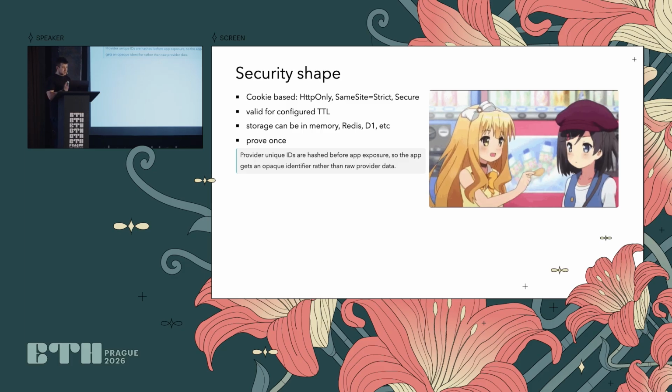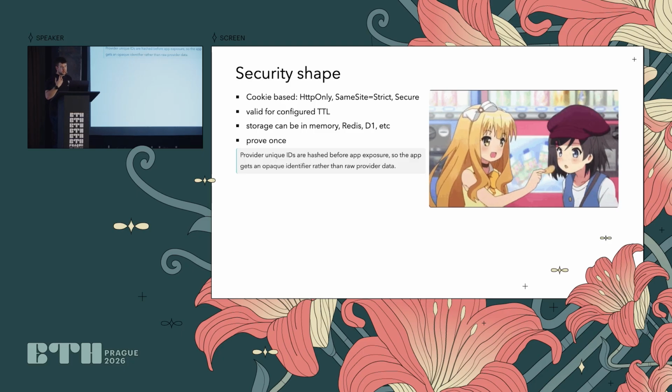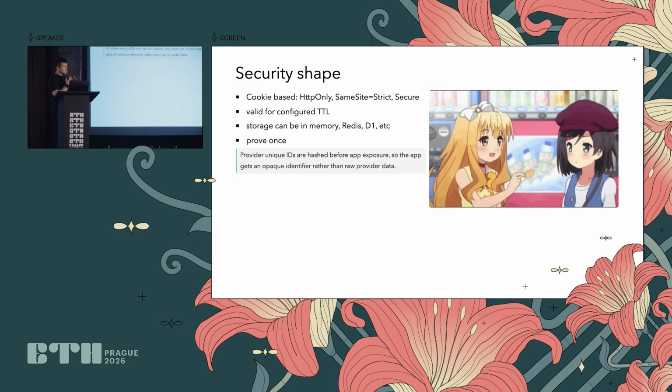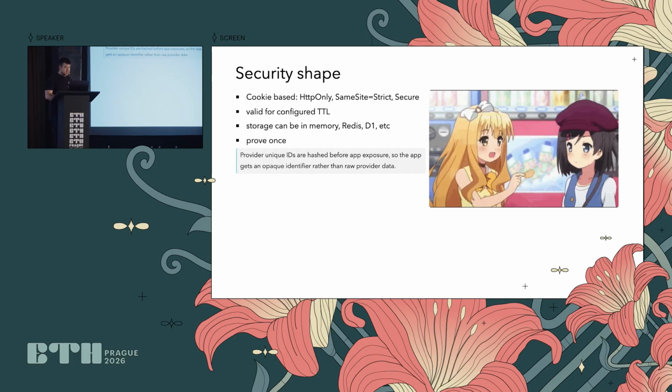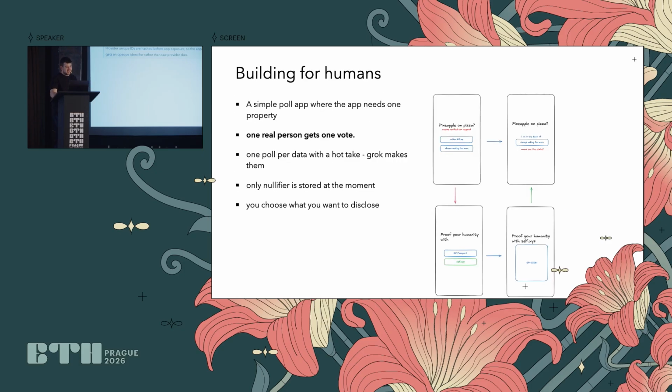So it's cookie-based, HTTP only, same site, and secure. It's configured with TTL, or time to live. So we set it now to 30 days, so you don't need to verify yourself for the next 30 days. Once you verify yourself, prove it, and you can browse freely. And of course, you don't need to disclose anything, or you are not forced to do that.